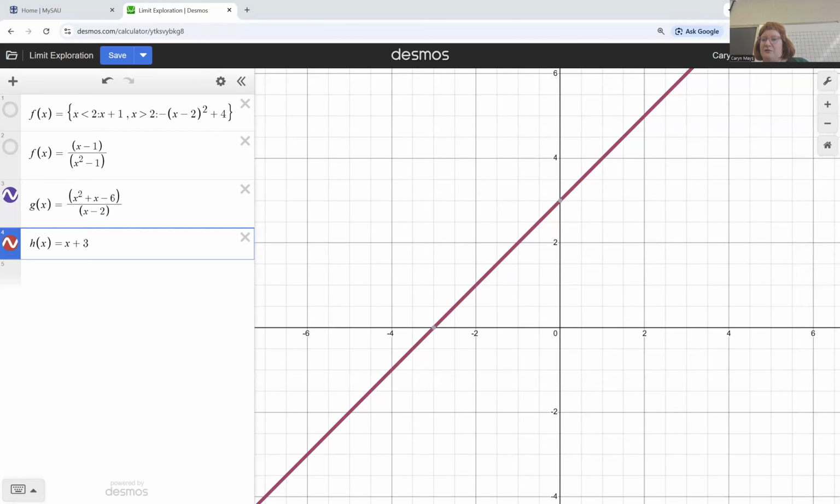The x plus 3's cancel. We're left with the limit as x goes to -3 of x minus 3. Plug in -3 and we get -6. And we found that limit by canceling it out.